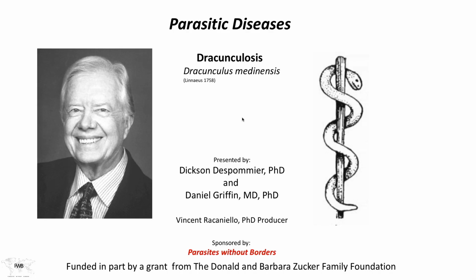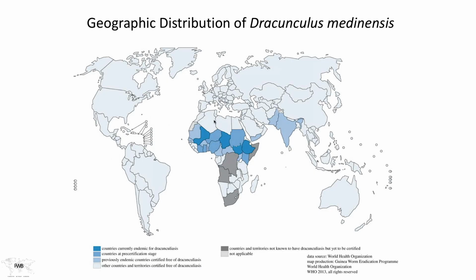Welcome to Parasitic Diseases. Today we're going to discuss Dracunculosis, an infection caused by Dracunculus medinensis. Dracunculus medinensis is a filarial parasite which is found throughout Africa and the Indian subcontinent. It is a disease which results in a lot of disability.